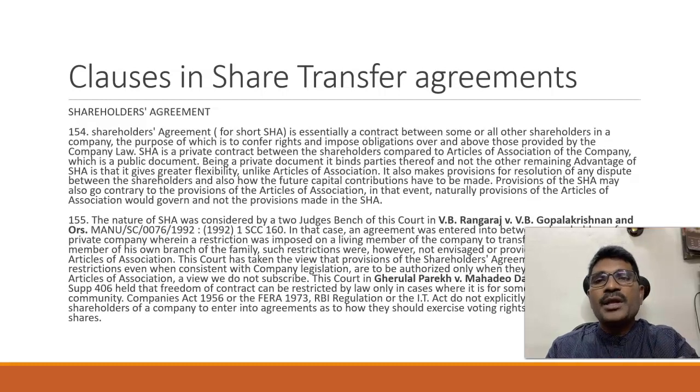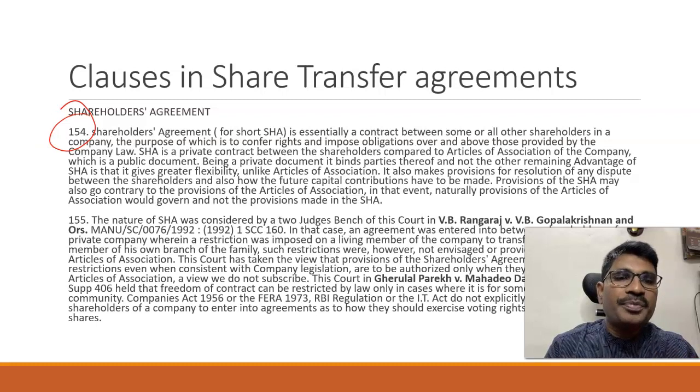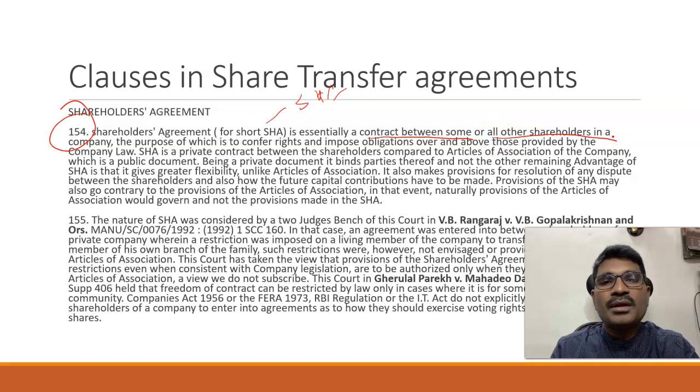Now I am taking paragraph 154 of the Vodafone judgment, right? Paragraph number 154 of the Vodafone judgment I am discussing. Now when you see this paragraph, it says a shareholding agreement, in short SHA, is a contract between some or all of the shareholders in a company, the purpose of which is to confer rights and impose obligations over and above those provided by company law.